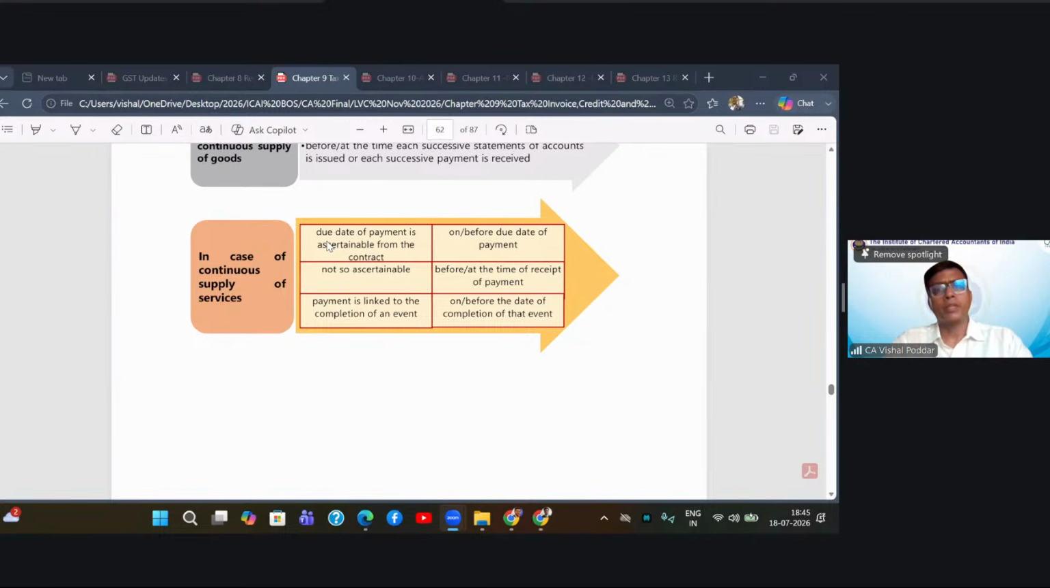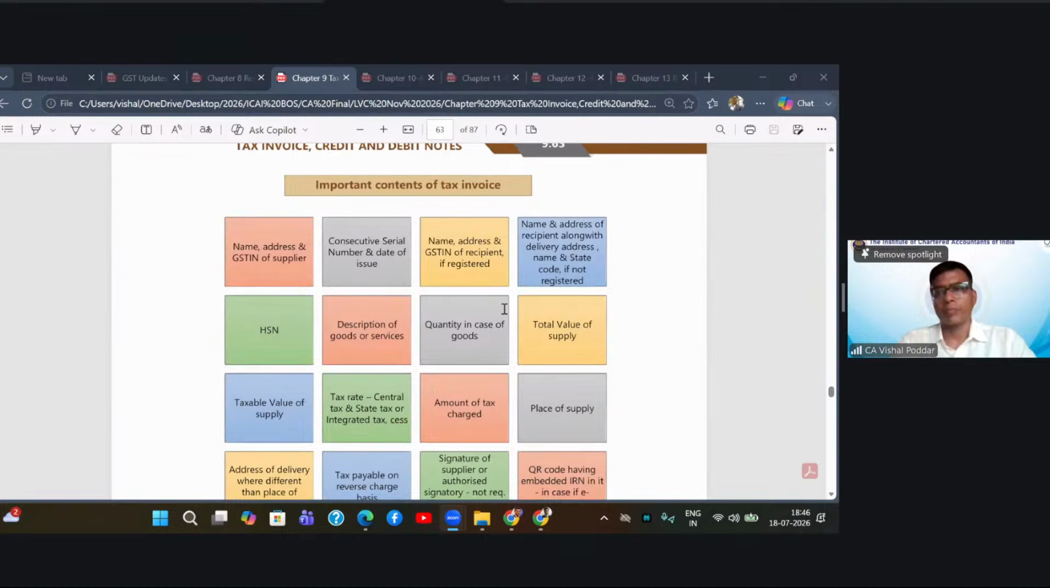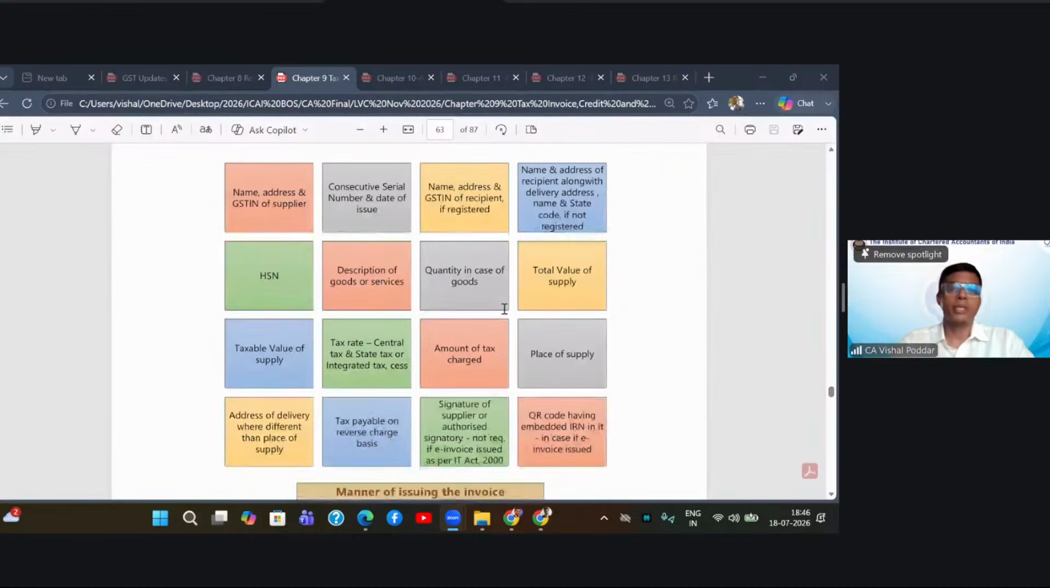So if there is a due date provided in the contract for making payment, the date for issuing invoice is the due date for payment. If there is no such due date provided, then it is the date of receiving the payment. Next, where the payment is linked to the completion of an event, like generally in case of construction, the payment is linked to the stage of work completed, then the invoice has to be issued by the date of completion of that event.